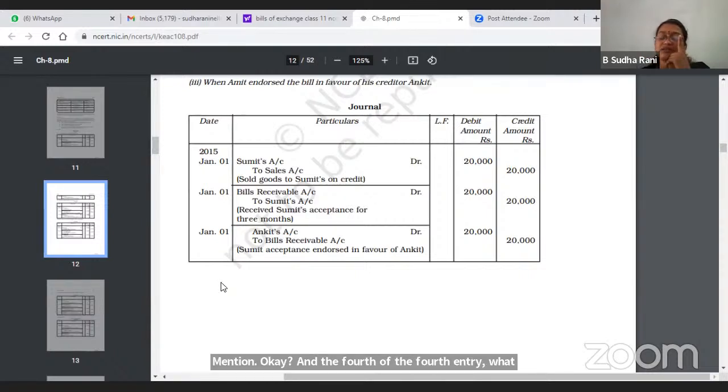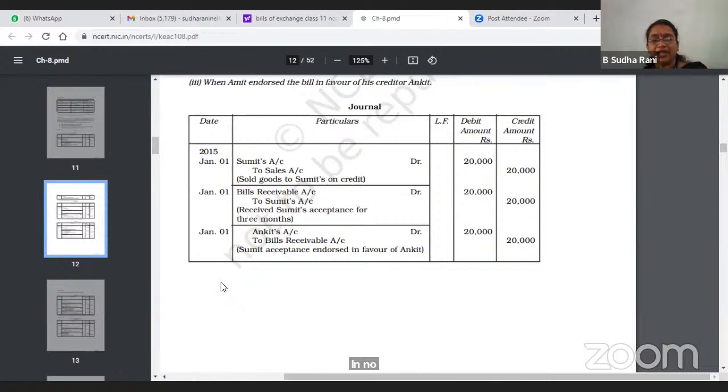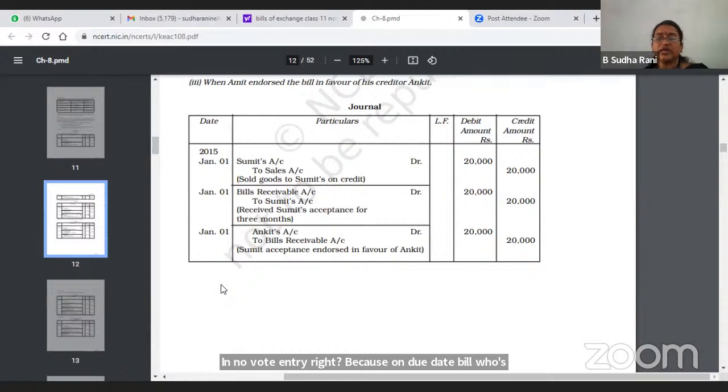Why? Because on due date, the bill is met. That means who is going to take the bill amount? On due date, in this case, who is going to take the bill amount? Please, come on, quick answer. Is it Sumit? Is Amit going to take the bill amount? Come on, please.